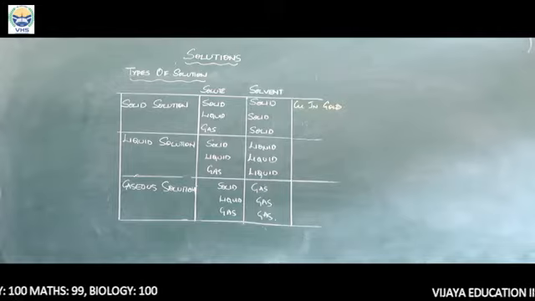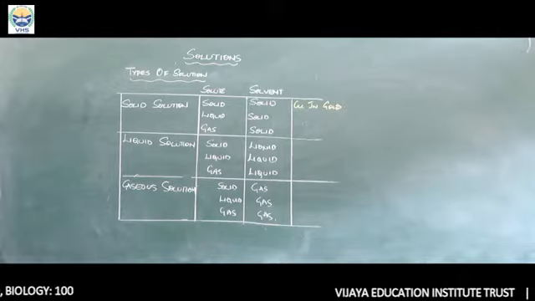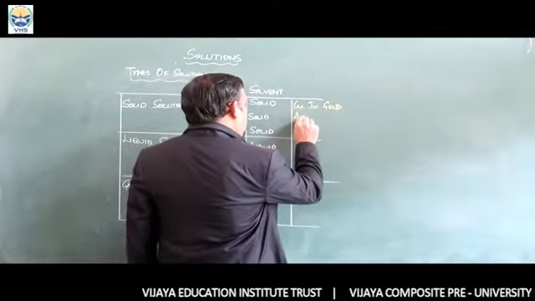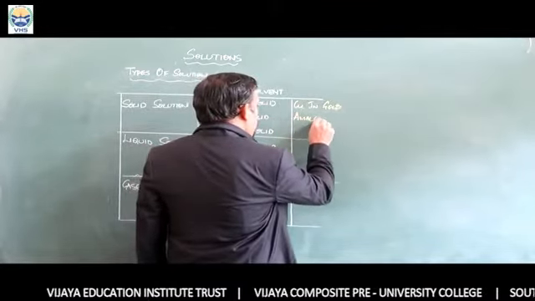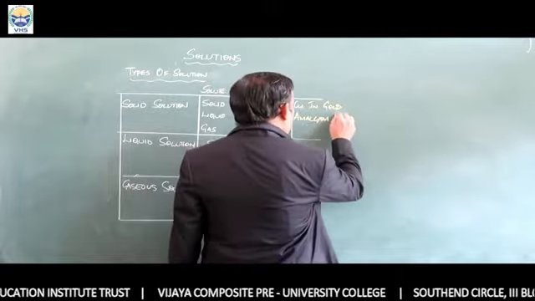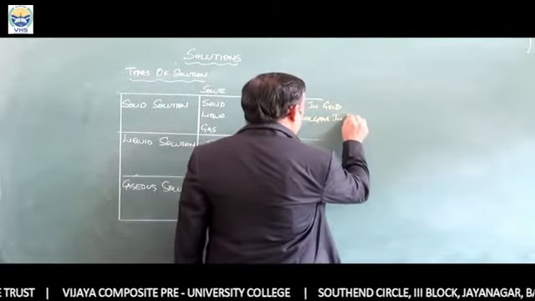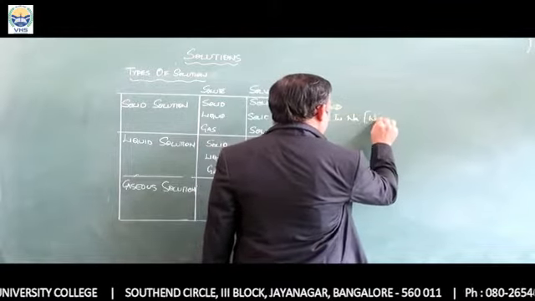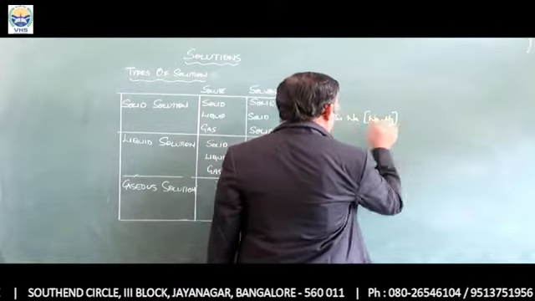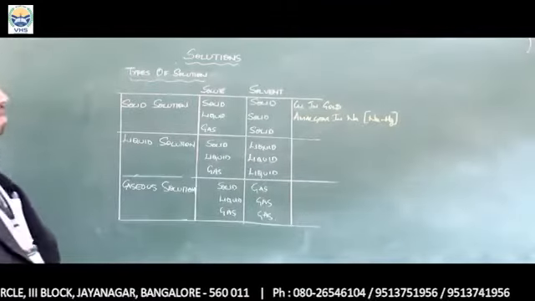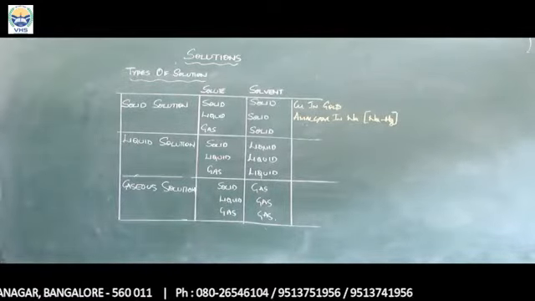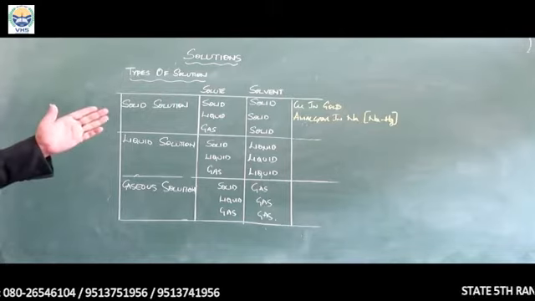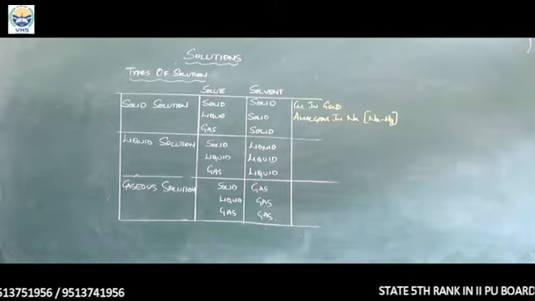Similarly, can you think about an example for liquid in solid? For liquid in solid, you can consider amalgam in sodium, NaHg. Amalgam is mercury, which is liquid, and sodium is solid. That is an example.